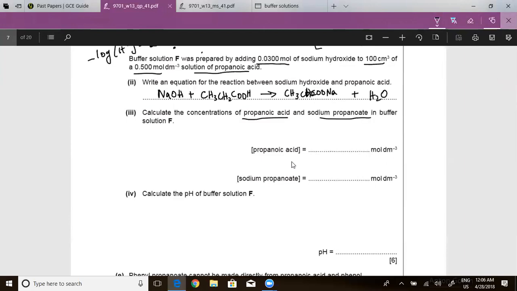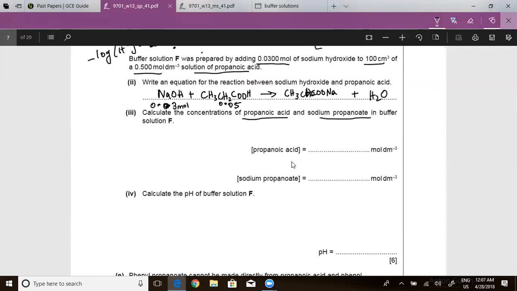Concentration of 0.3 moles hydroxide, sodium hydroxide, किधर है? 0.3 moles इसके हैं, ठीक है? 0.03. And 100 centimeter cube of 0.5 moles में 0.05 moles इसके होंगे, ठीक है?